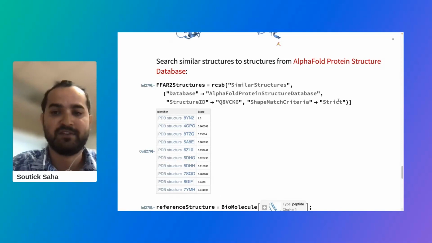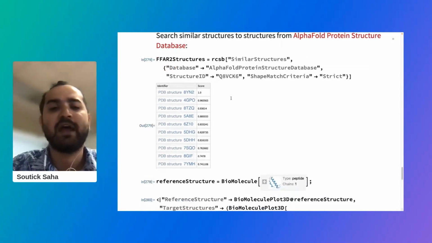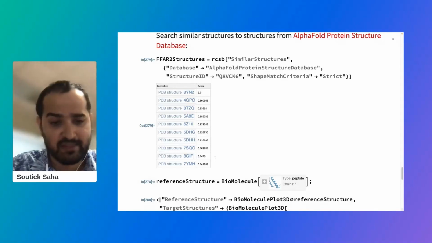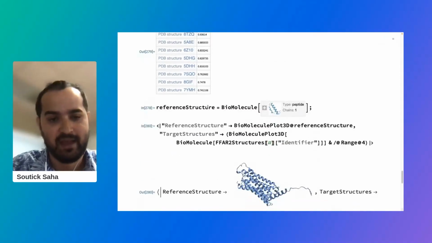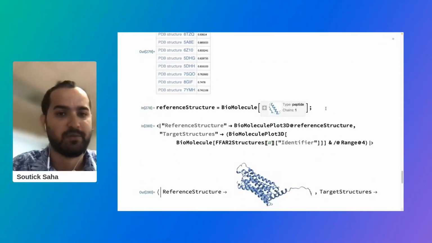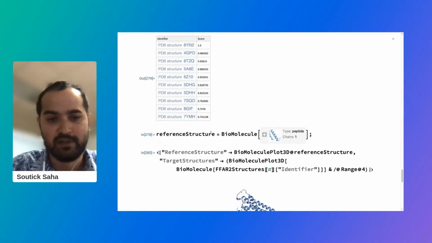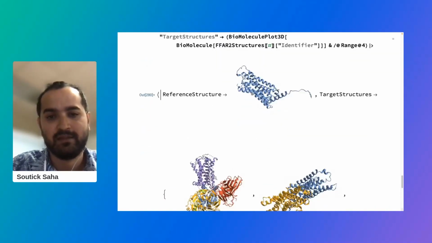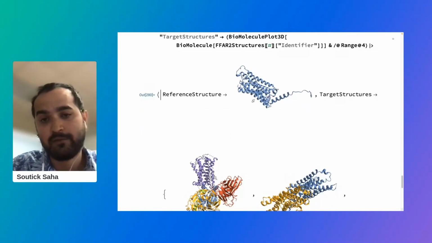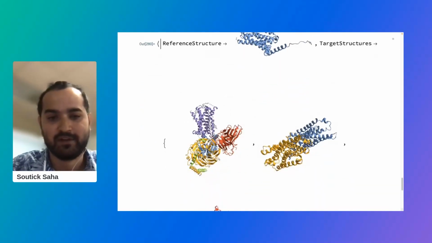There is a shape match criteria, which can be relaxed or strict, which is based on different algorithms. And basically I get these 10 structures. I have these reference structures on my machine. And I also have the target structures, which I'm getting from this list, right? And as you can see, this is how the reference structure looks from the AlphaFold protein structure database, and this is how the target structure looks.